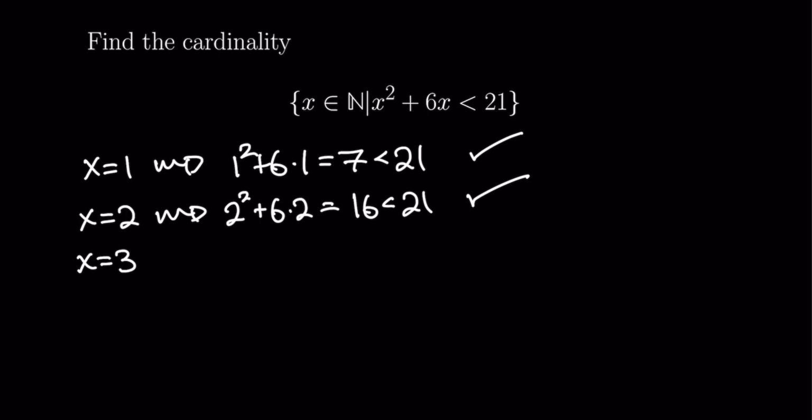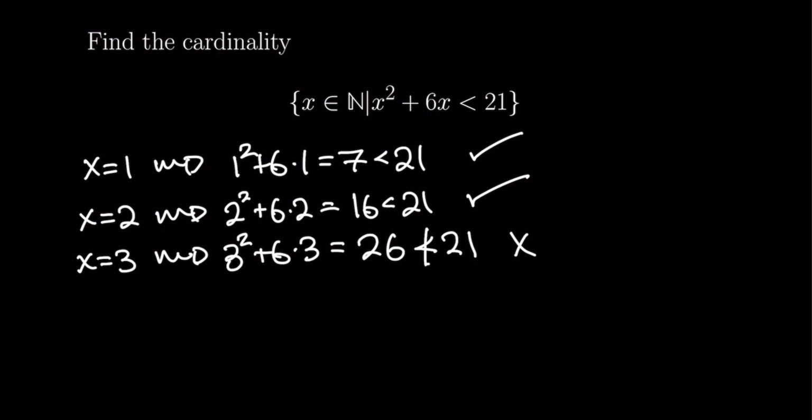Let's look at x equals 3. So we'll have 3 squared plus 6 times 3. That'll be 9 plus 18. 9 plus 18 is 26. 26 is not less than 21. So this is not in the set.